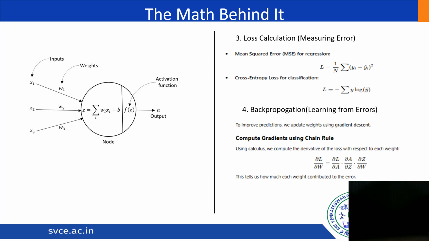So, in the next step, we are performing back propagation. That is, we are learning from errors. To improve prediction, we update weights using gradient descent. So using calculus, we compute the derivative of the loss with respect to each weight. Dou L by dou W is equal to dou L by dou A into dou A by dou Z into dou Z by dou W. So this will tell us how much each weight contributes to the error.